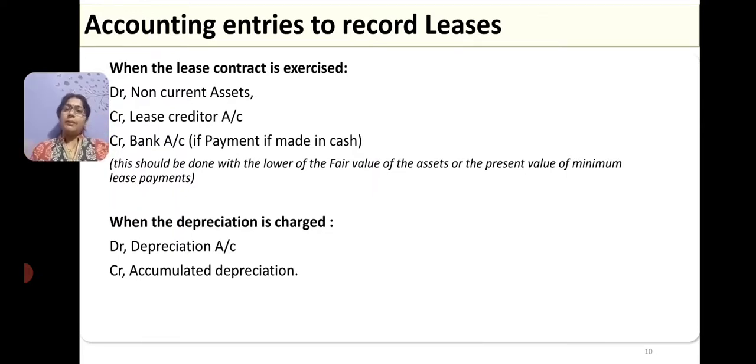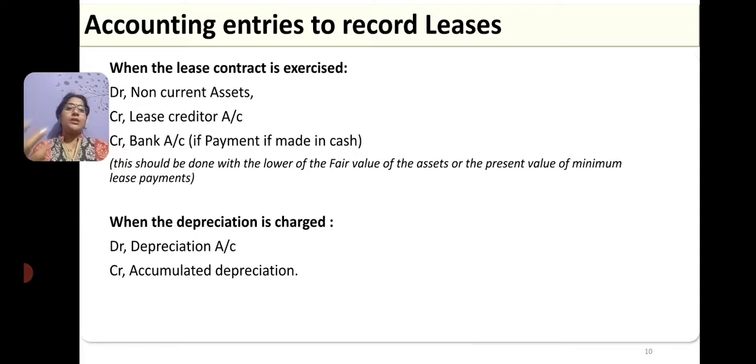So he will debit the non-current asset because the asset is coming in, and he will credit the lease creditor because the lessor becomes his creditor, he has to make payments in future, and he credits the bank account because money is going out, so he credits the bank account.